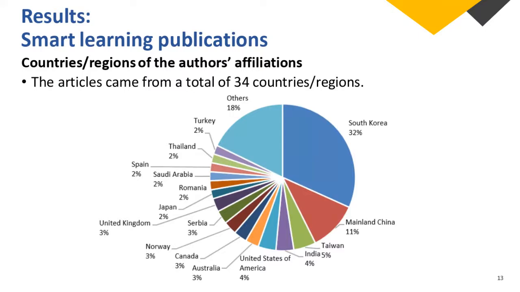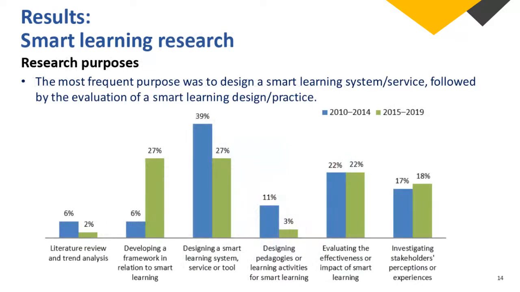Now, it's interesting that you can find from the origins of the paper where the smart learning has been growing, and there's been a lot of interest in those areas. You can see that South Korea is quite dominant. It occupies 1/3 of the papers selected. As for research purposes, you can see the development.